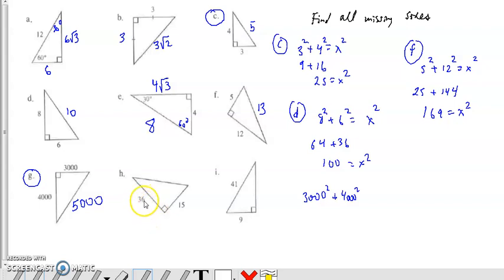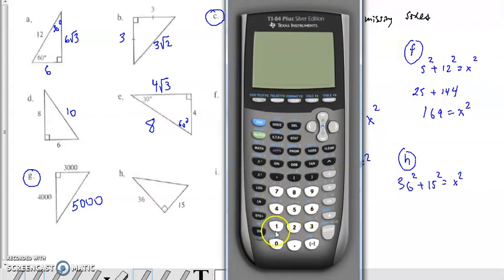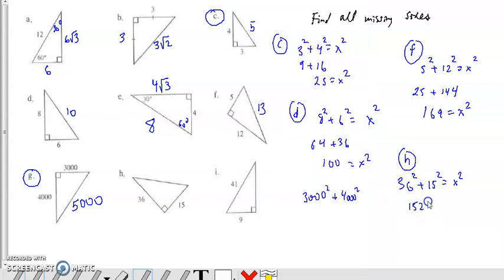Okay. Moving on to letter H. Again, notice that these numbers are really large. So maybe this time you did get a calculator out. So 36 squared plus 15 squared is equal to x squared. Let me grab my calculator and drag it over here. So 36 squared plus 15 squared gives me 1521. And I'm going to take the square root of 1521, which gives me 39. So x is equal to 39.